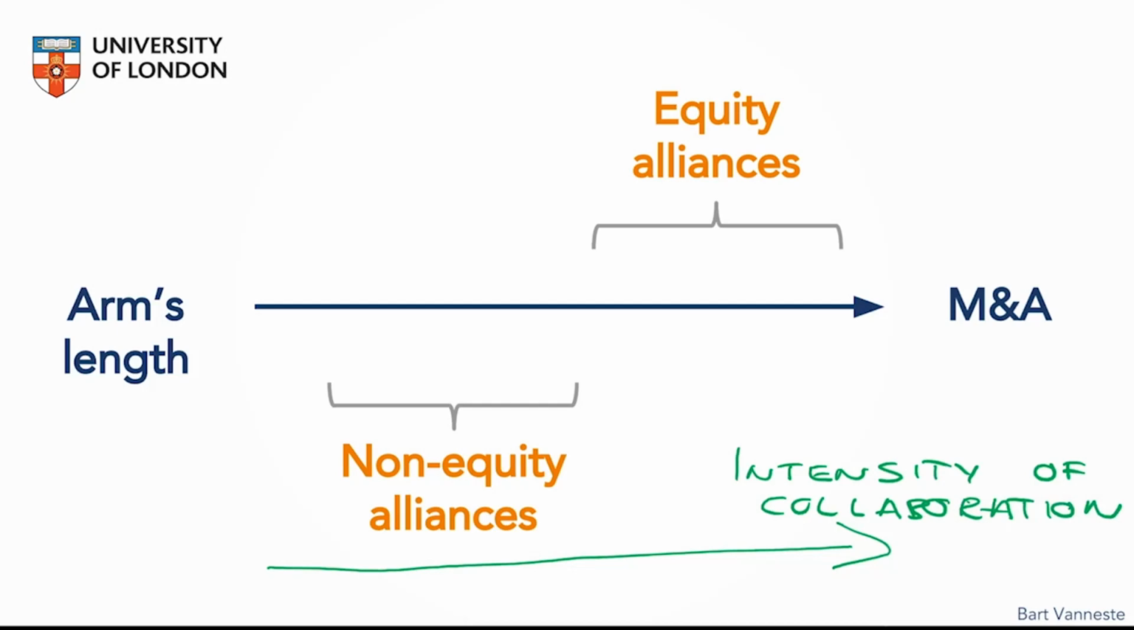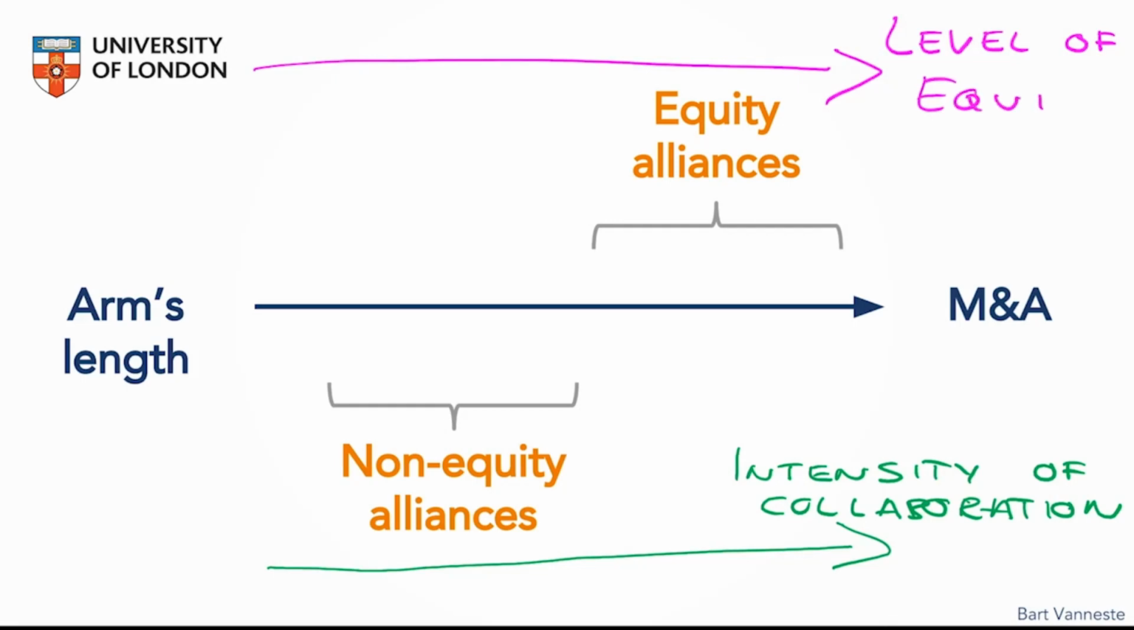The other thing that happens is that the level of equity of one partner in another increases. The level of equity goes up as we go from an arm's length relationship to an M&A relationship. Now, equity simply means ownership. So at the left-hand side, there's no ownership. On the right-hand side, one company actually owns another company. Now, what does ownership do? Basically, it does three things. First, it aligns incentives between partners. Second, it facilitates coordination. And lastly, it enables information flows.